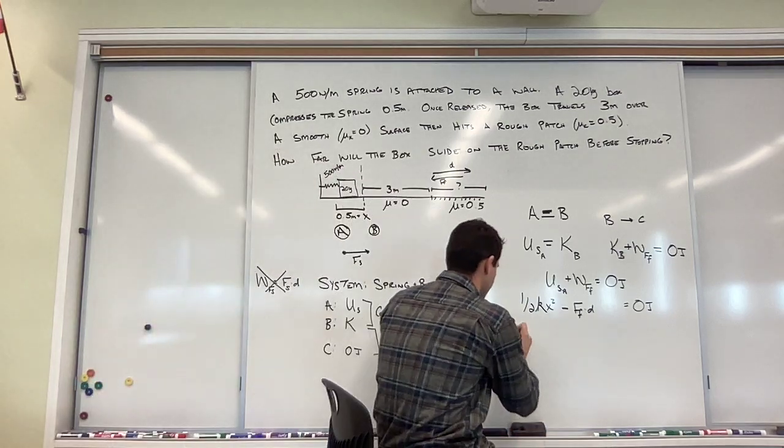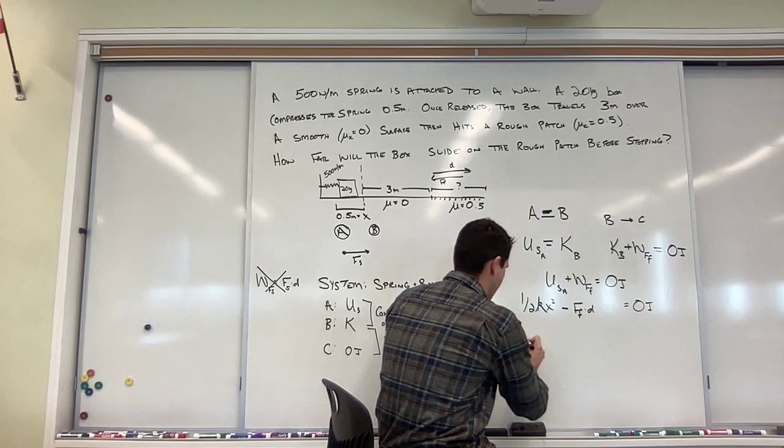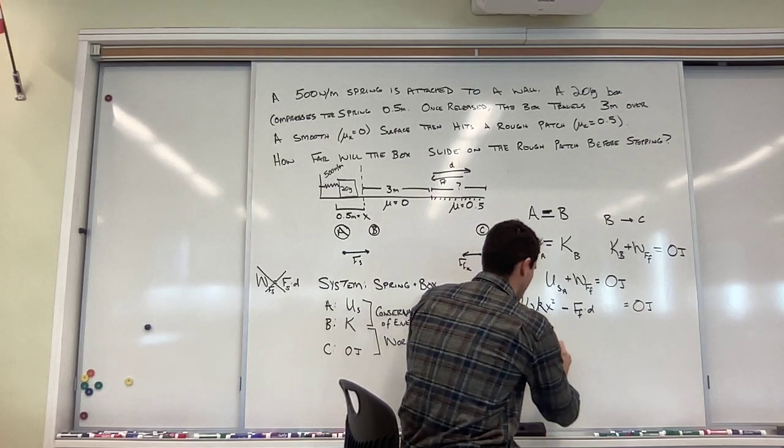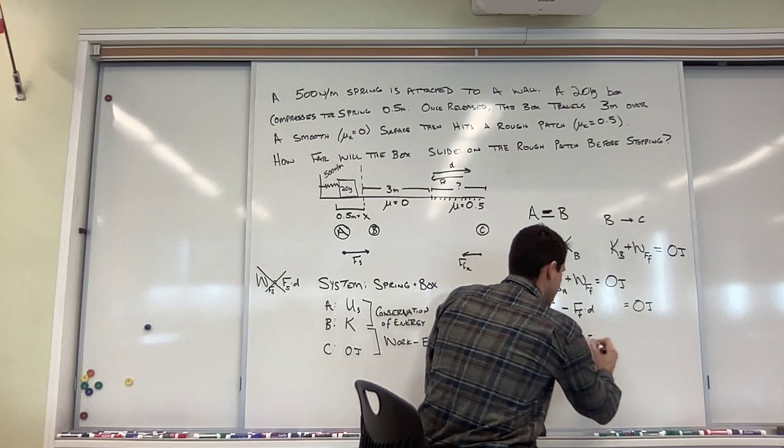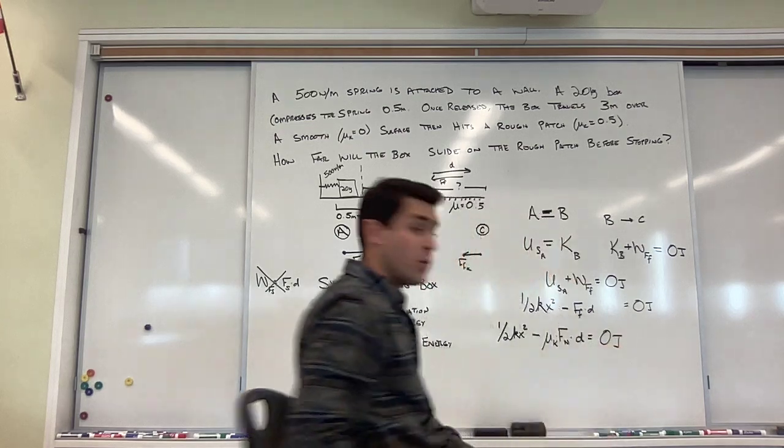So let's keep working through this. I'm going to go ahead and say 1/2 k x squared at A minus the coefficient of kinetic friction times the normal force. That's my friction equation, times D equals 0 joules. Do I know the normal force?